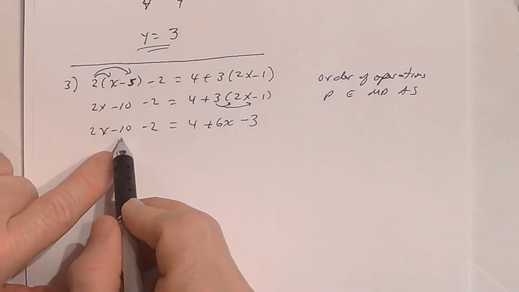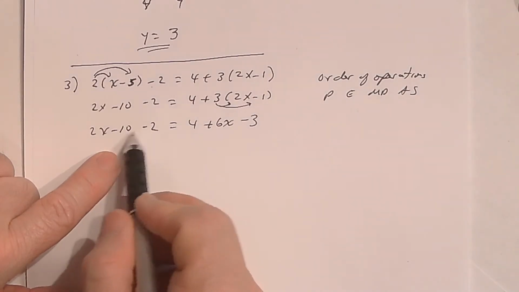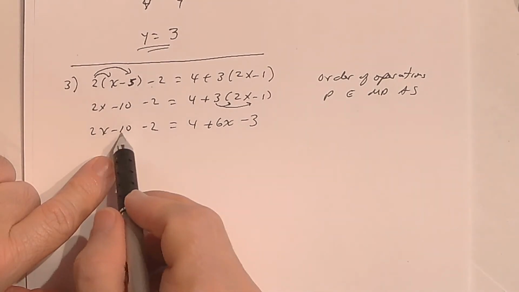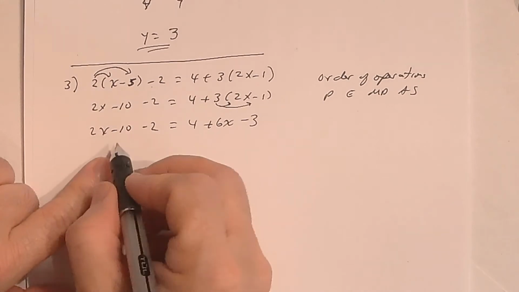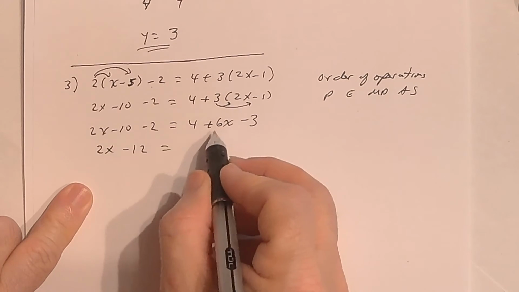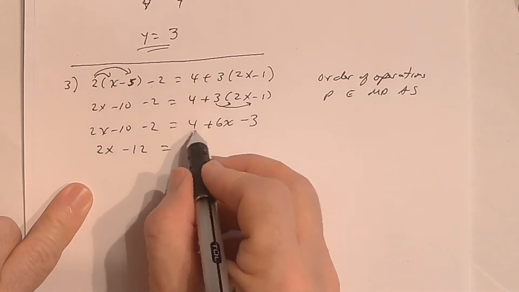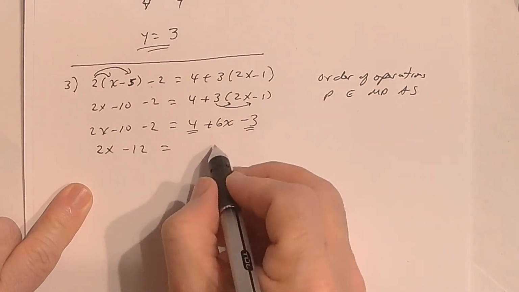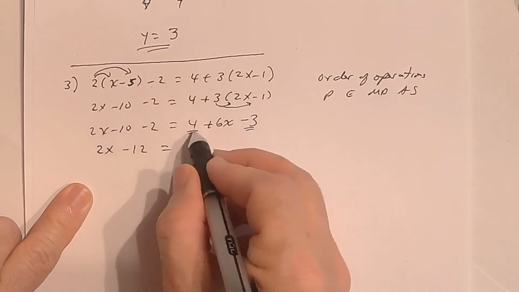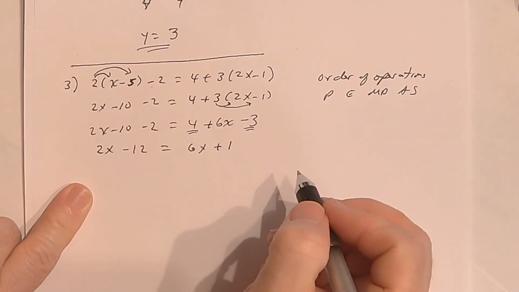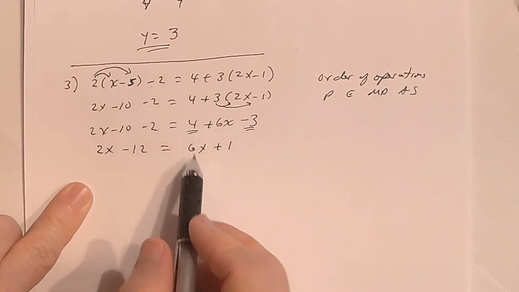So notice on the left side, I can combine the negative 2 and the negative 10. Now be careful, this is a negative 10 and this is a negative 2. All right, so negative 10 and a negative 2 is a negative 12. So I get 2x minus 12 equals, and then over here, if I combine like terms, my like terms here are these constants. Those are my like terms, those constants. And so I get 6x, and then 4 and a negative 3 is a positive 1.